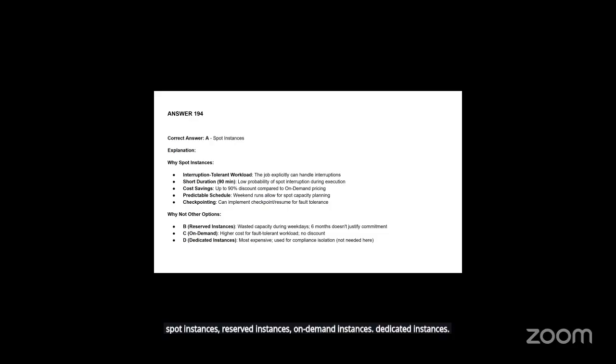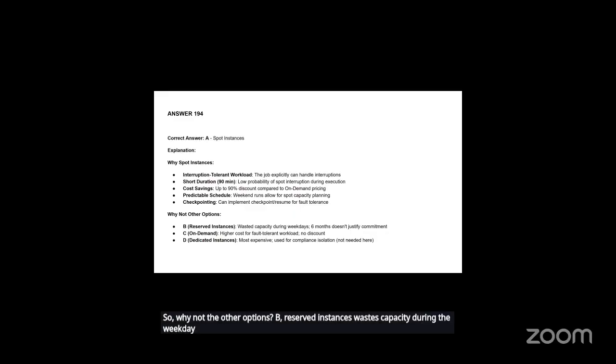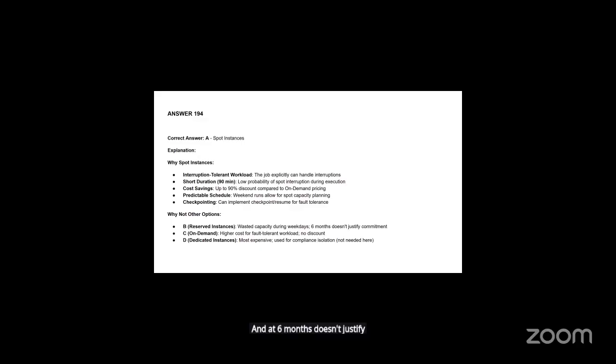Spot instances. This job can explicitly handle interruptions. There's a low probability of spot interruption during execution. There's significant cost savings compared to on-demand. There's a predictable schedule with weekend runs, and you can implement checkpointing and resume for fault tolerance. So why not the other options? Reserved instances waste capacity during the weekdays, and 6 months doesn't justify the commitment. On-demand has higher costs, and dedicated instances are also expensive.